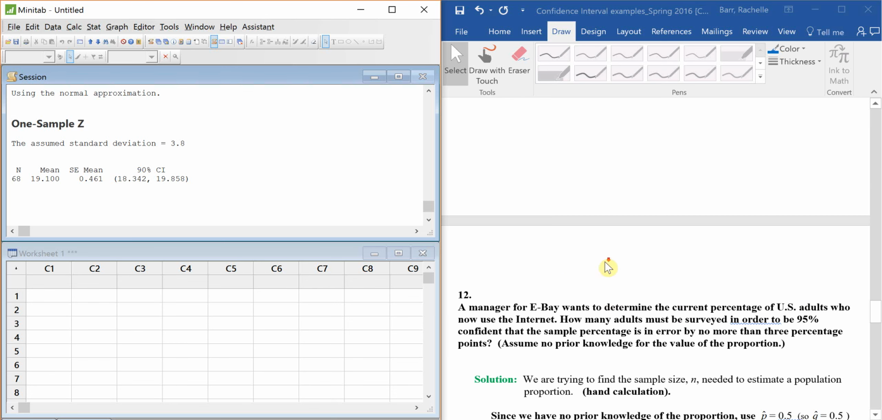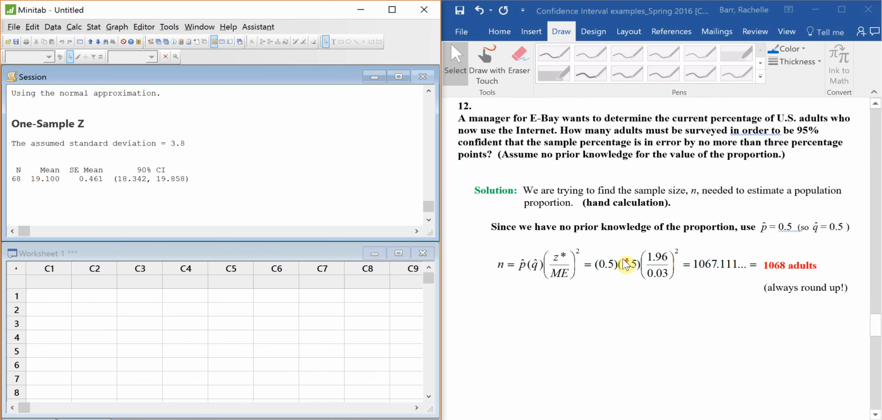Whoa. Let's talk about some eBay action. I wonder if that's supposed to be a little e. Oh well. So, a manager for eBay wants to determine the current percentage of U.S. adults who now use the internet. My father recently discovered the internet.